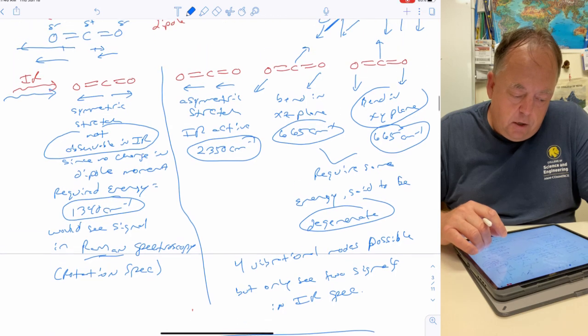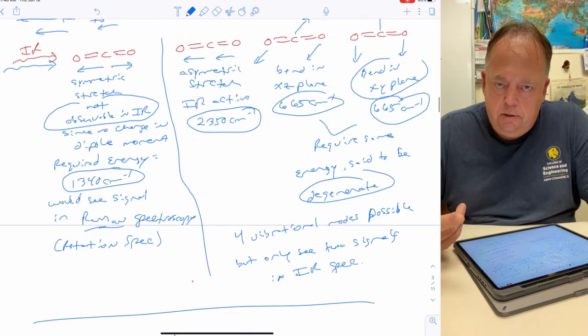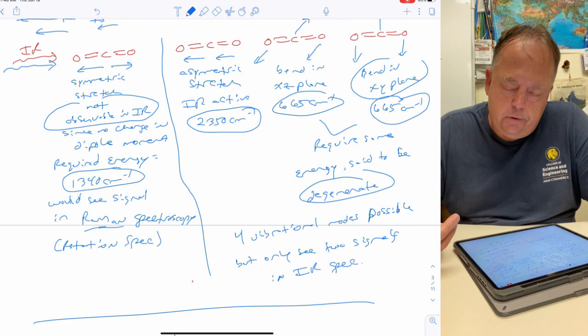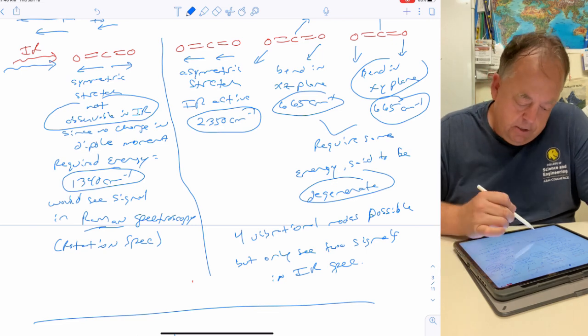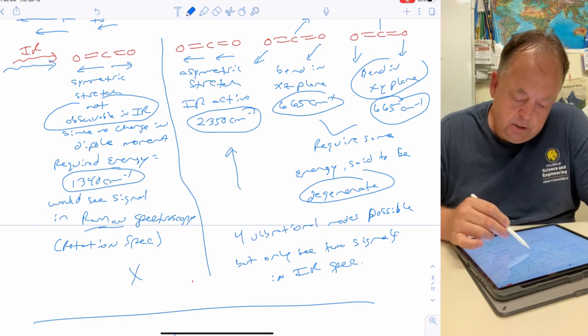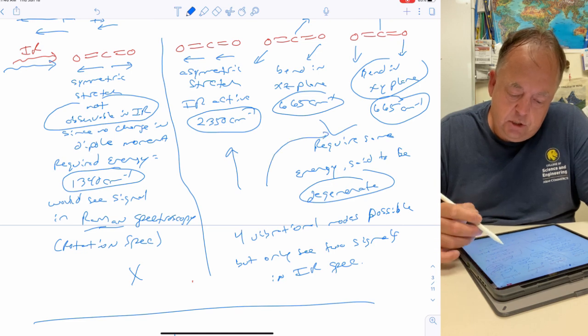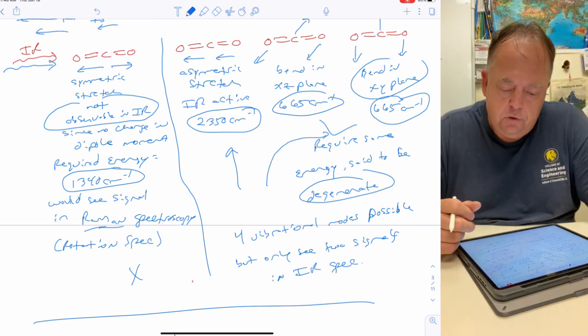So if you took the IR of CO2, there are 4 possible vibrational modes, but you would only see 2 signals because the symmetric stretch is not IR active, so you would see the asymmetric stretch, and then the 2 bending modes are degenerate, so you would only see 1 signal for those 2.